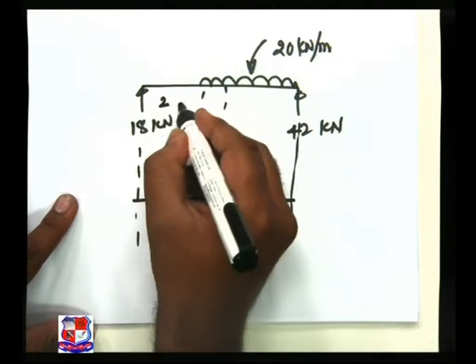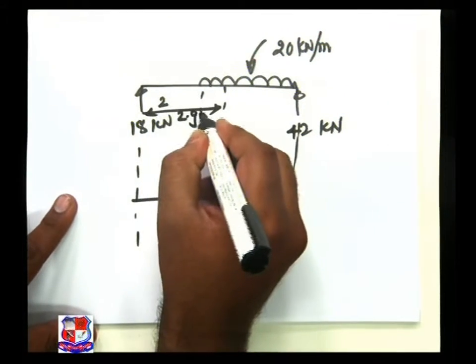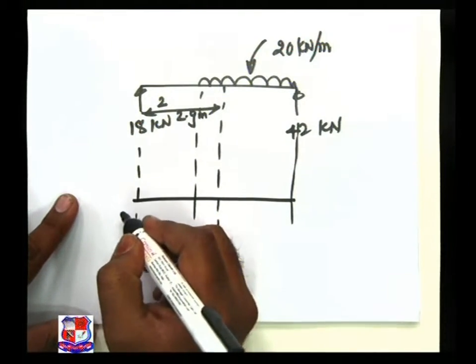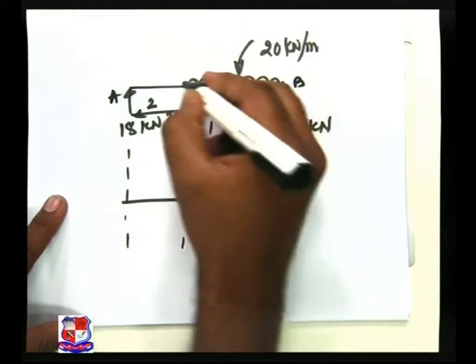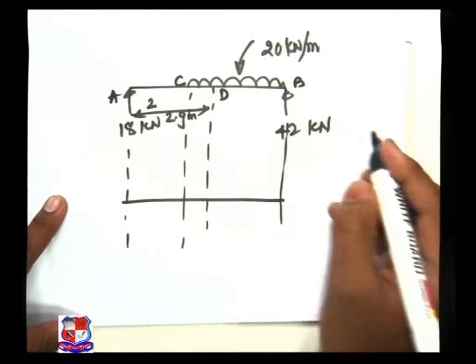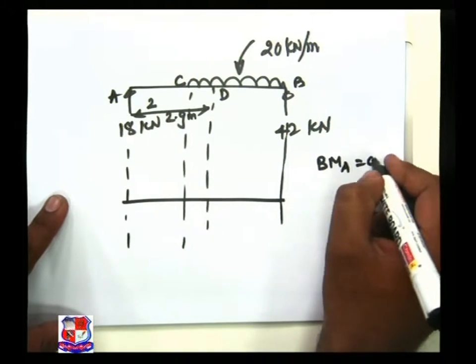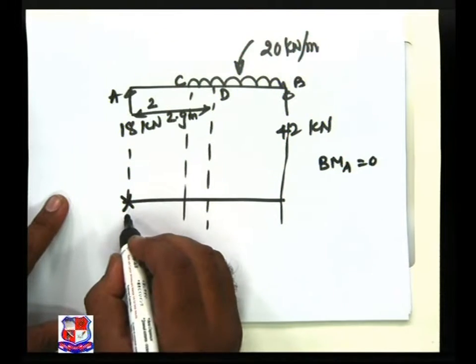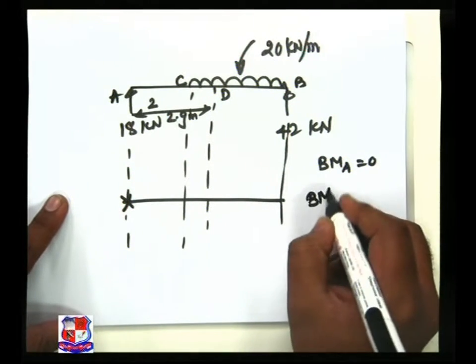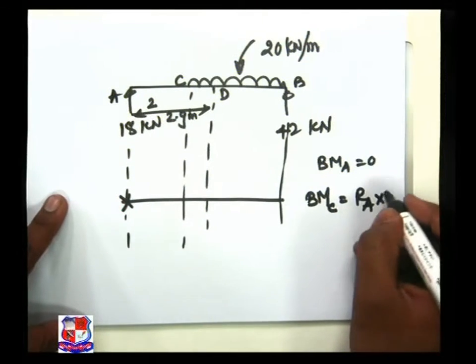This is of 2 meter, and this is of 2.9 meter. The first rule at support A, this is support B, this is joint C, this is D point. So bending moment at A is equal to 0. It is known to us as supports value, the value is 0. Bending moment at C is equal to RA into 2.